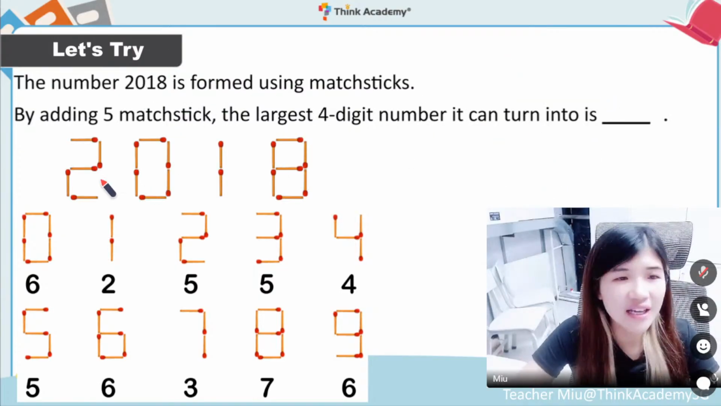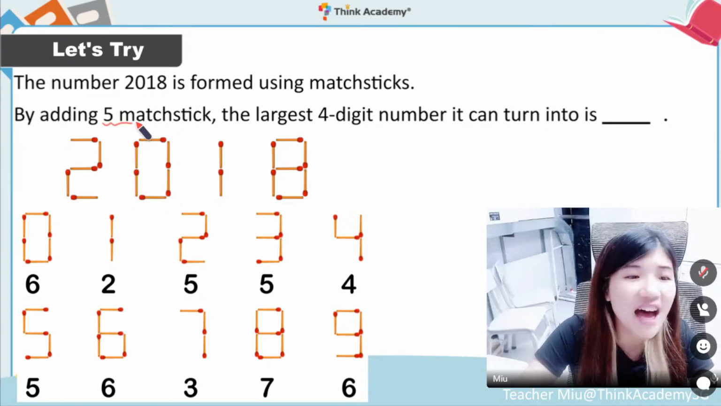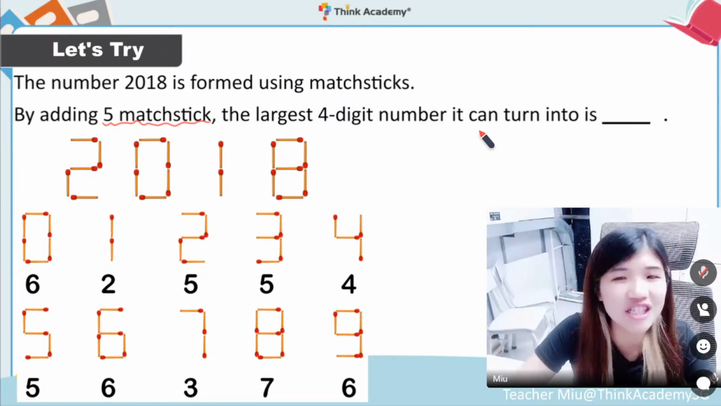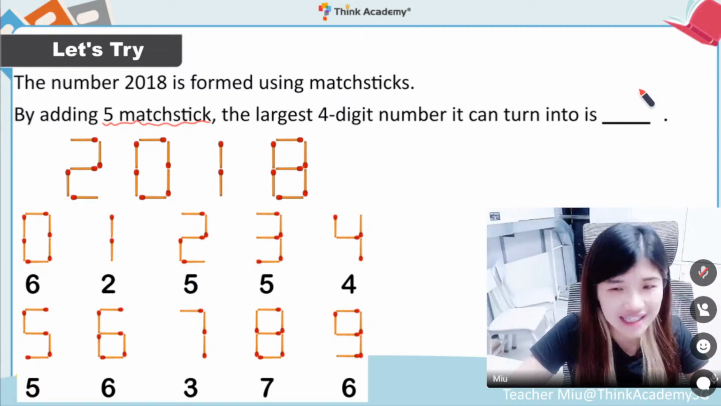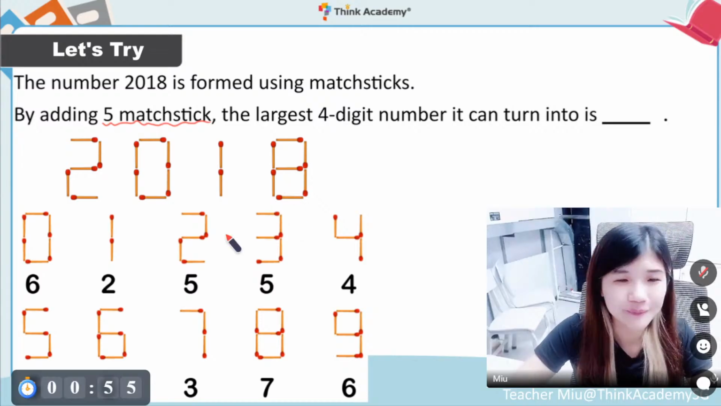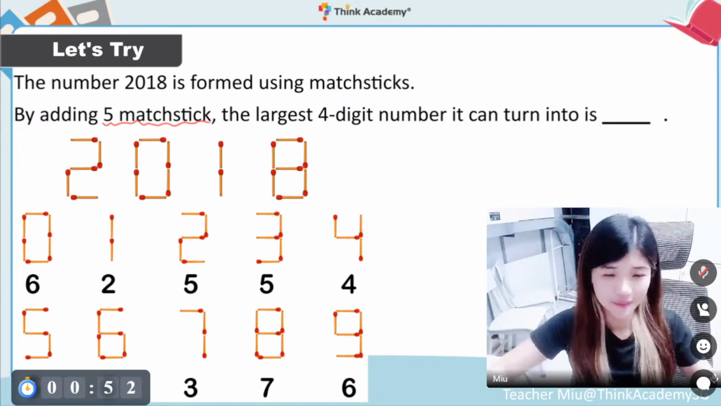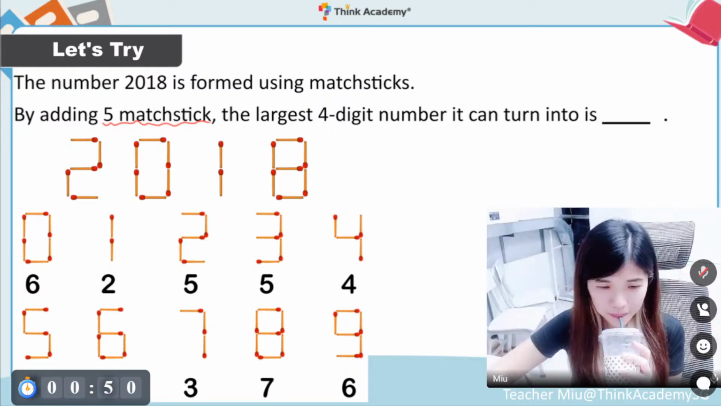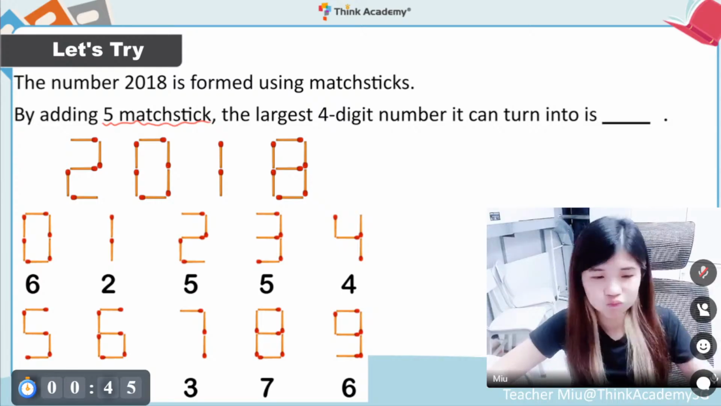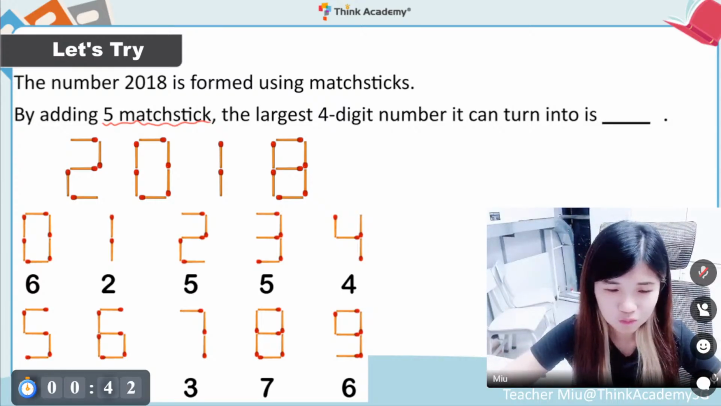What about now? Now the number 218 is formed using matchsticks like this. By adding 5 matchsticks, the largest four-digit number it can turn into is, this is very tricky. So here I will give you 1 minute to try. This one is trickier. You have 5 more matchsticks, right?